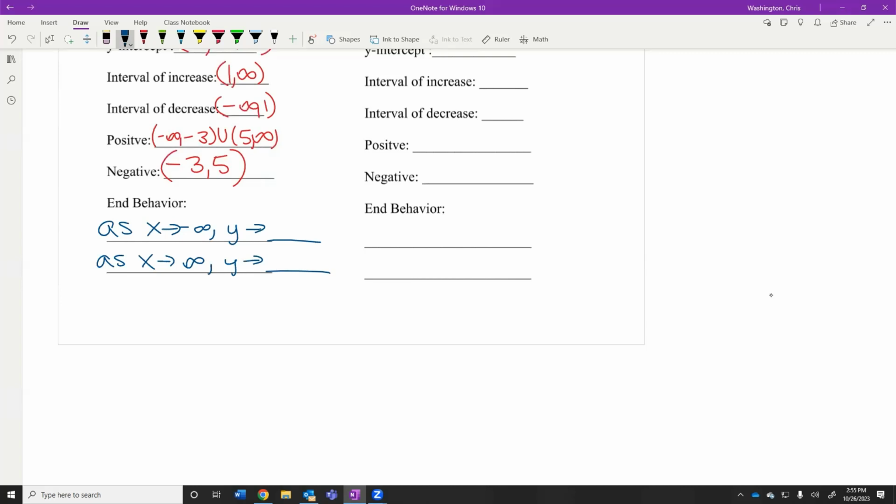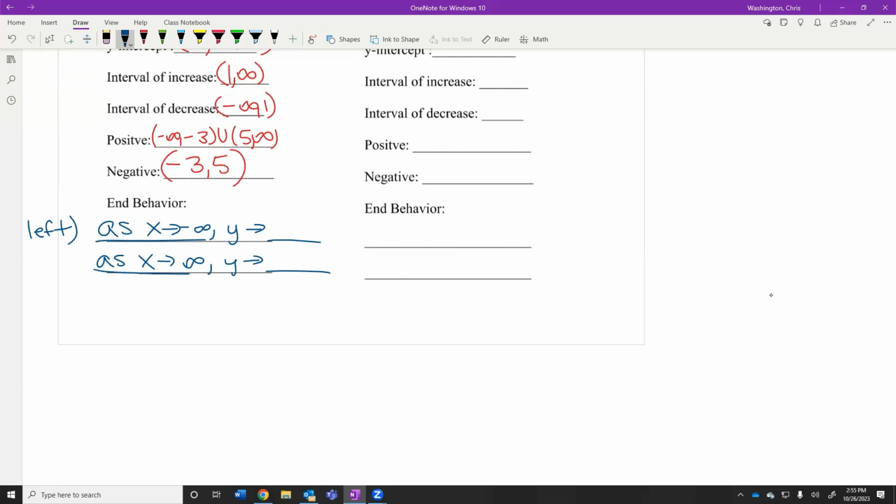As x goes to negative infinity. So let's think about x values, right? And we want x to equal negative infinity. That's going to be like way over to the left. So this right here is just a fancy way of saying the left side of the graph. So as we go further and further left, what are the y values doing? They're either getting bigger, smaller, or closer to a single number.